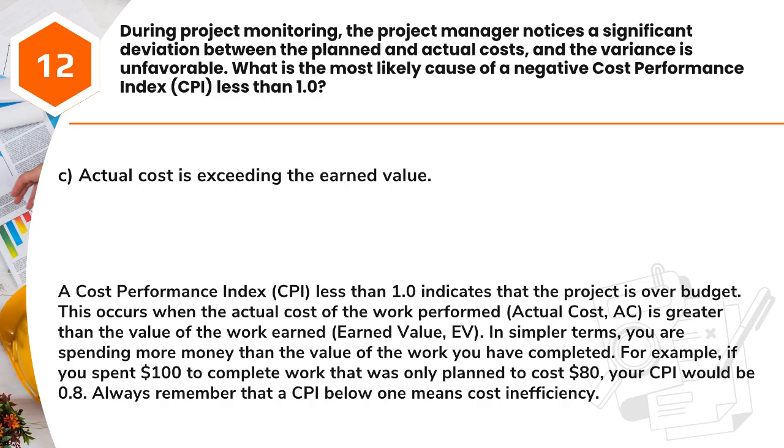Answer: C. Actual cost is exceeding the earned value. A cost performance index, CPI, less than 1.0 indicates that the project is over budget. This occurs when the actual cost of the work performed, actual cost, AC, is greater than the value of the work earned value, EV. In simpler terms, you are spending more money than the value of the work you have completed. For example, if you spent $100 to complete work that was only planned to cost $80, your CPI would be 0.8. Always remember that a CPI below 1 means cost inefficiency.